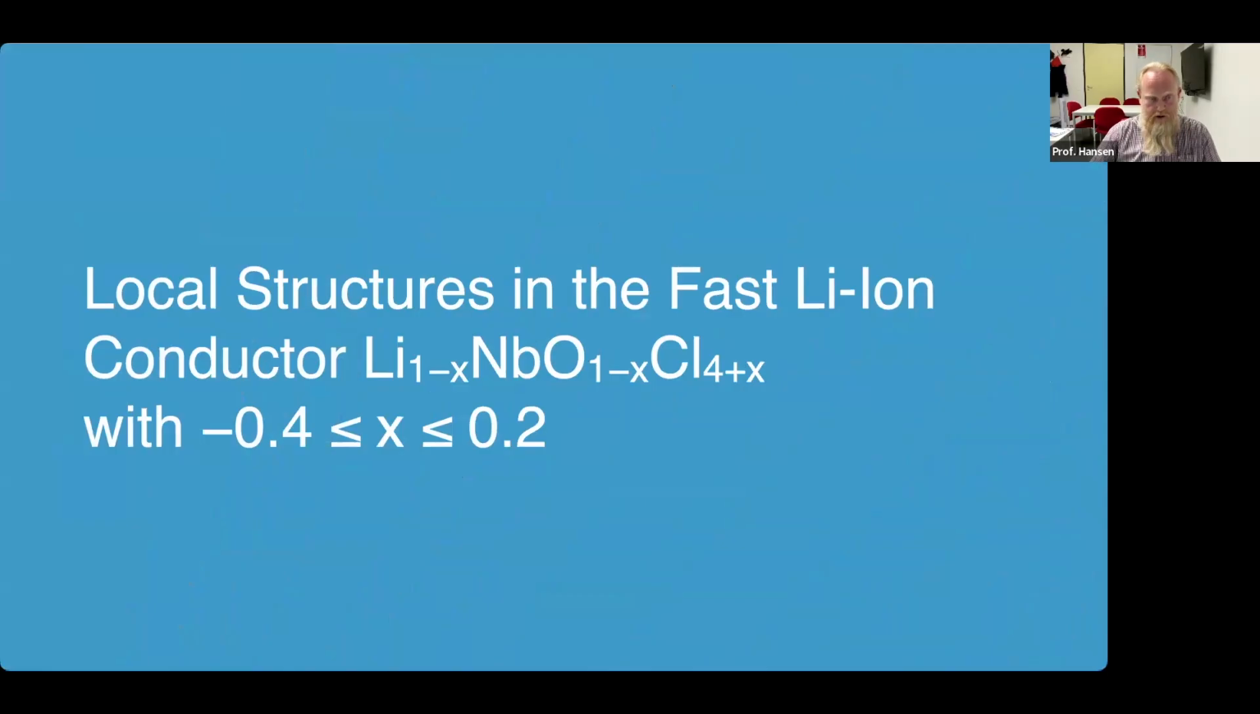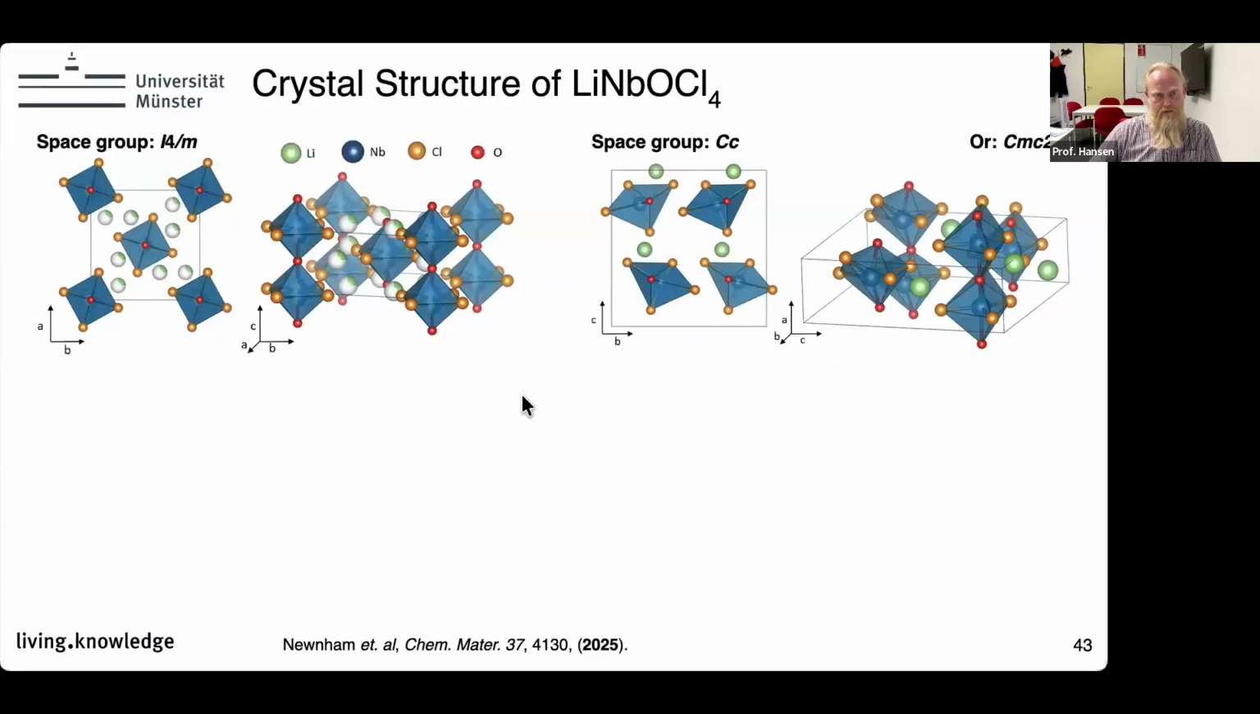The last example I would like to share with you is this fast lithium ion conductor, these oxychlorides based on lithium niobium oxychlorides. The idea here was to remove or add more chlorine to the sample to see what happens in this structure. Just to give you a hint on the structure, this is for the parent compound where x is 0, so lithium niobium oxychloride.